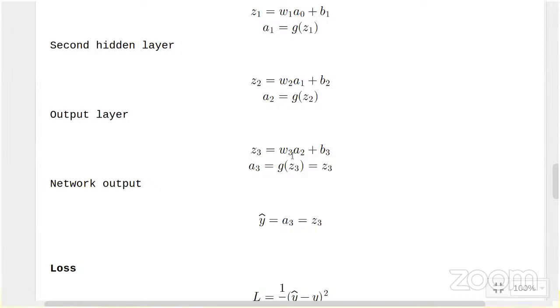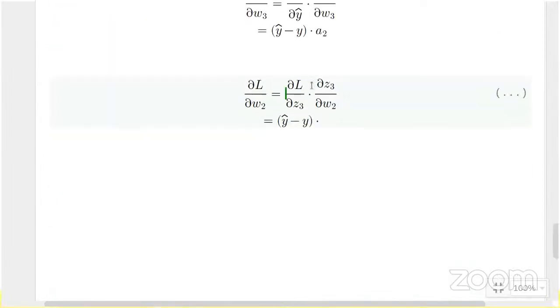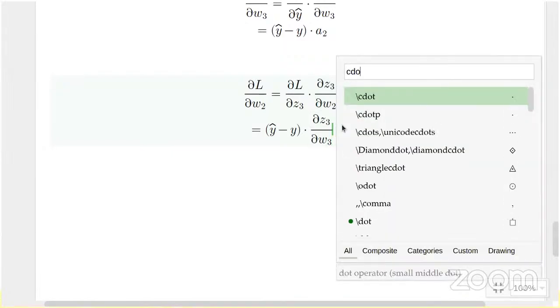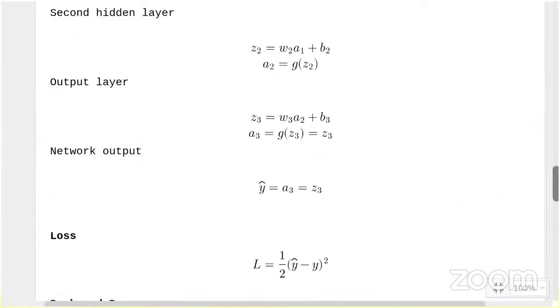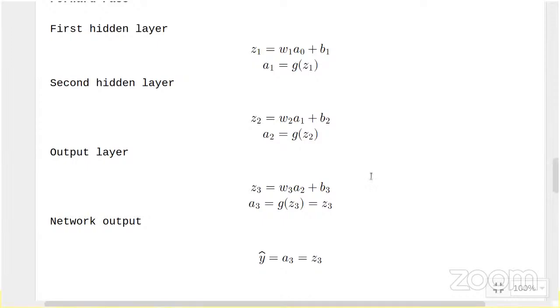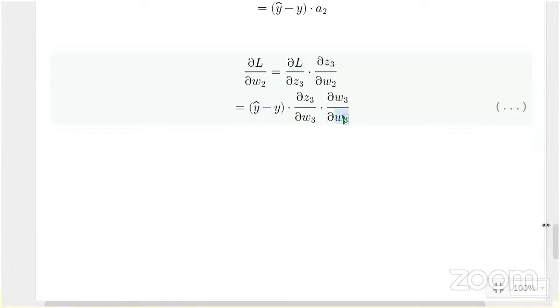Right. So dou Z3 by dou W3, this is one thing. Now this is dou W3 by, W3 now depends on what? G of Z2, which is A2, right? It is A2. Now dou A2 by dou W2. Okay, is that looking correct?